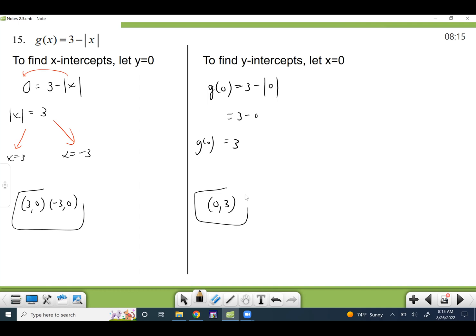And by the way, absolute values are v's. This v has been shifted up 3 spaces. Later on we'll write it like this, so you can see that it's been shifted up 3. And it's actually going to go down because of the negative out front, down 1 over 1, down 1 over 1, down 1 over 1. That's the slope. So here's your v. You can see 0, 3 is my y-intercept, and 3, 0 and negative 3, 0 are our x-intercepts. So great job on that one.